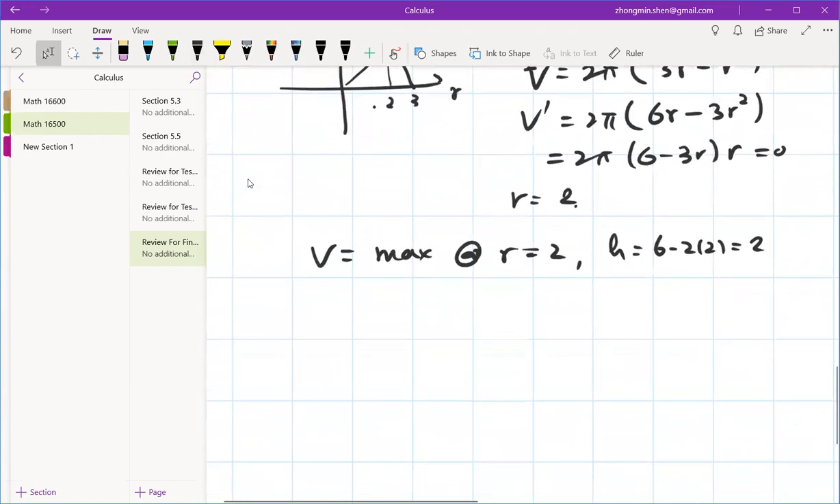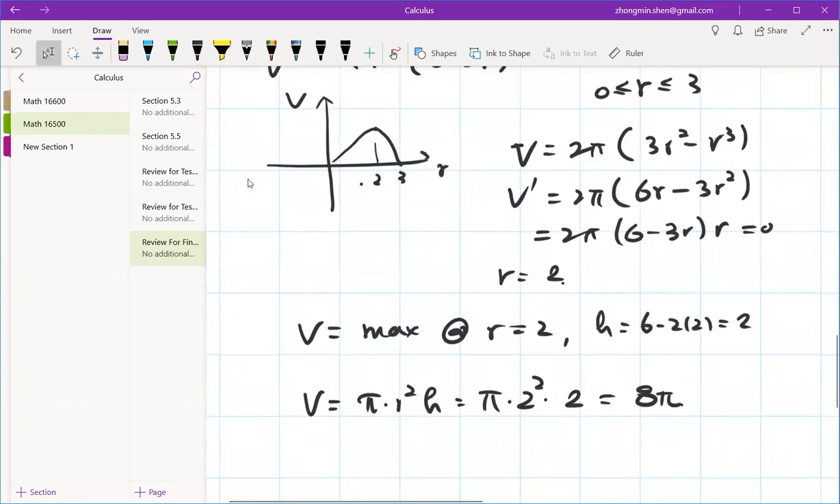So we solve the problem? No, we haven't found the maximum volume yet. We only found the dimensions of the cylinder. The volume is going to be pi r squared h, so pi times 2 squared times 2, and that's going to be 8 pi cubic units. So this will be the answer.